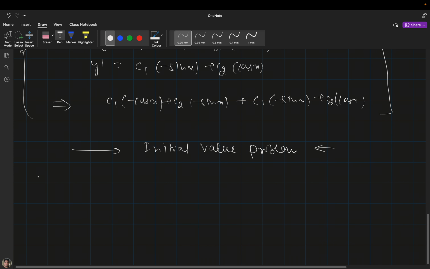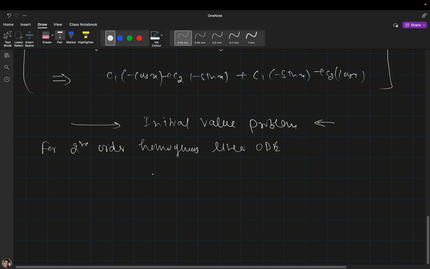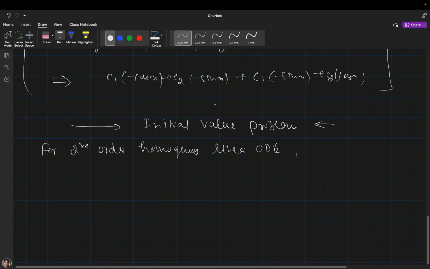So it says for second order homogeneous linear ODE, then in short it also says IVP, okay. Initial value problem is IVP. So it says that IVP consists of two initial conditions.